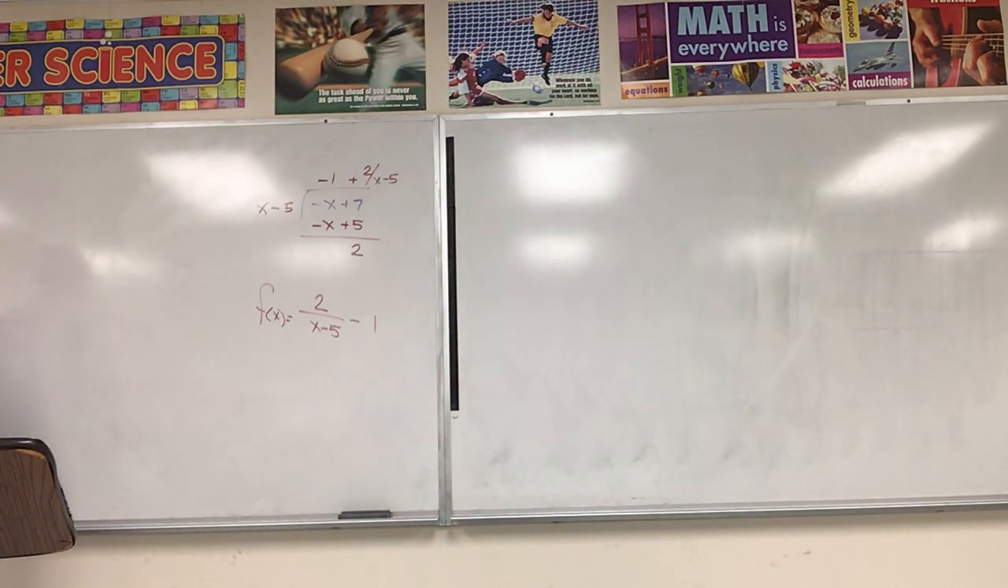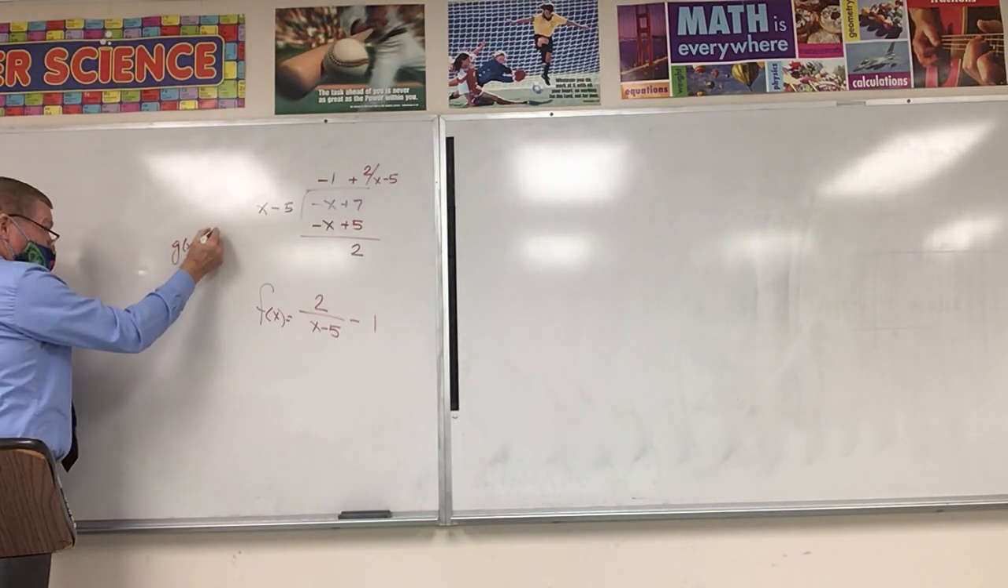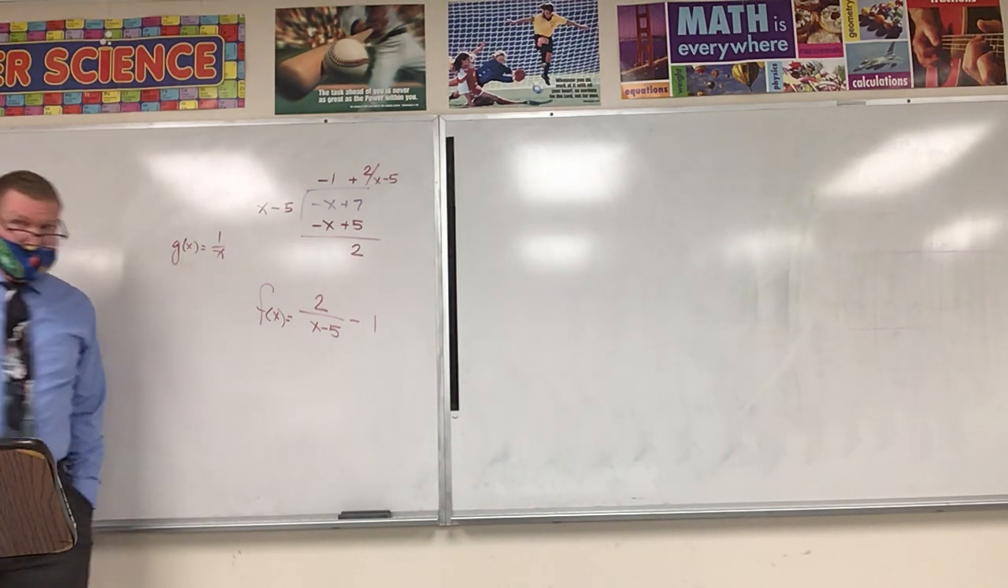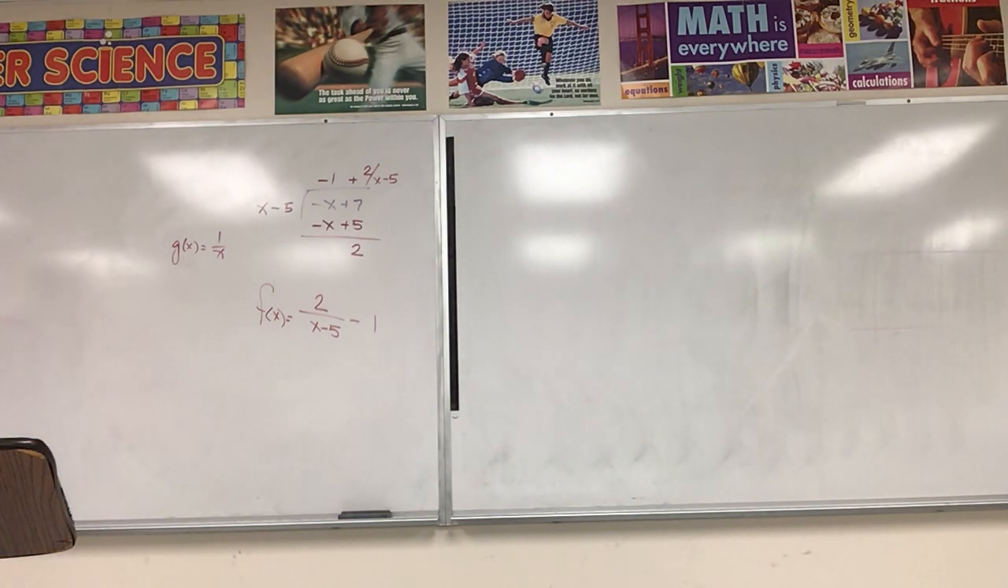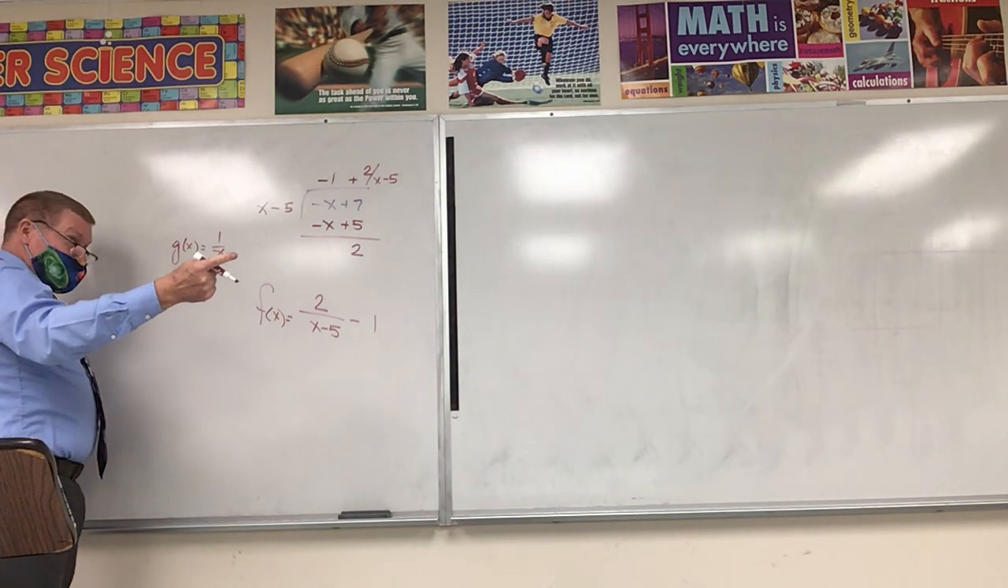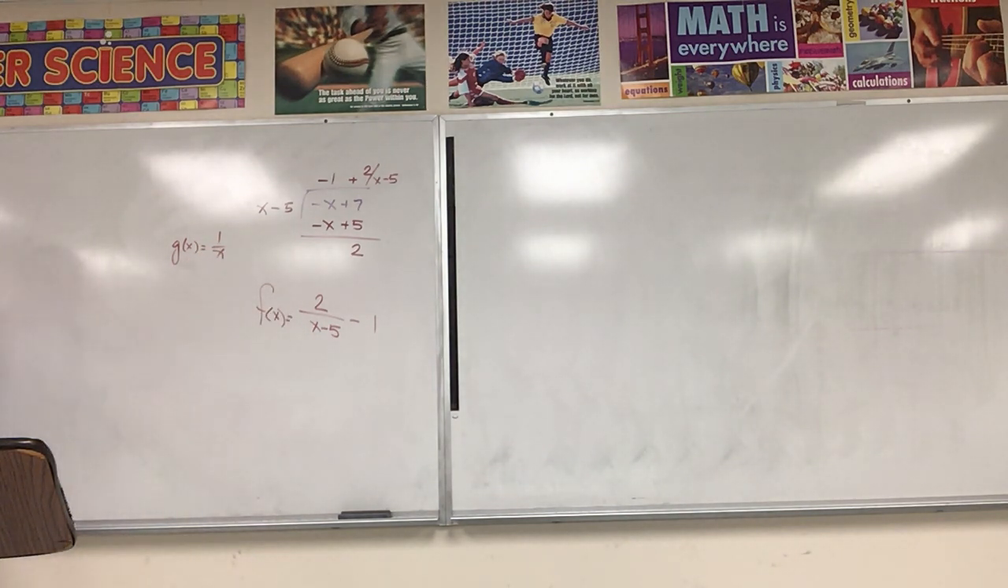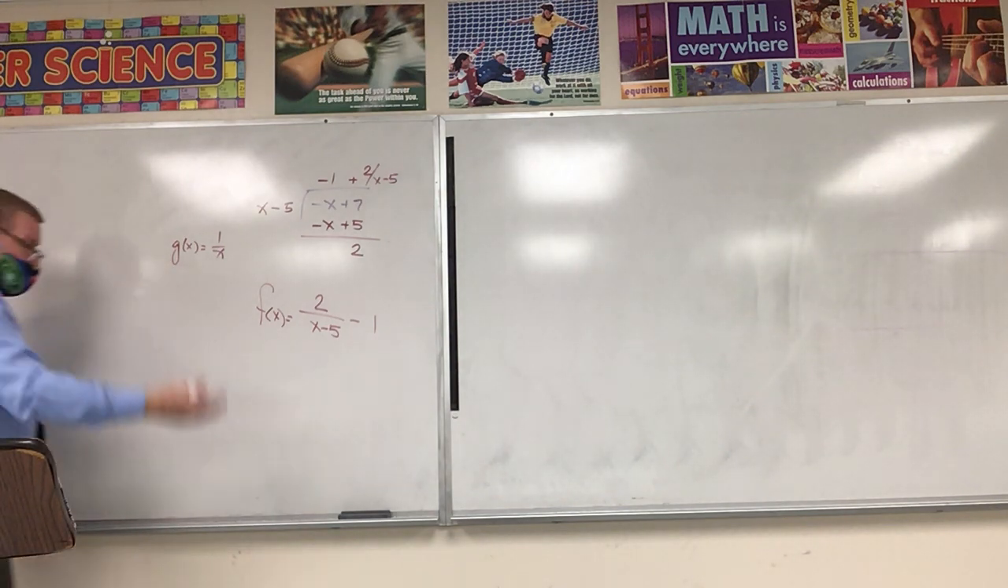So now we can very easily see how 1 over x transfers to this. All right, so what do we do first? Right 5. Move right 5 units, whatever we did to the x first. Then? Vertical stretch by 2. By a factor of 2, because 1 changed to 2 by multiplying by 2. So move to the right 5 units, vertical stretch by factor of 2, and then move down 1.